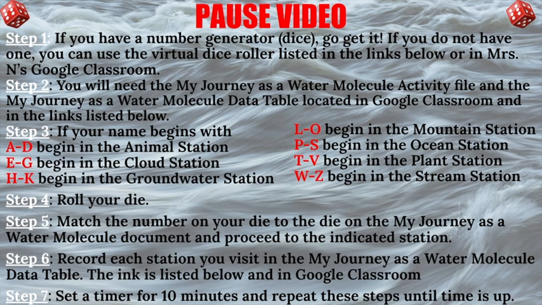The next thing you will do is roll your dice. Then you will match the number on your die to the die on the My Journey as a Water Molecule document and proceed to the indicated station. Step 6. Record each station you visit in the My Journey as a Water Molecule data table. The link is listed below and in Google Classroom. Step 7. Set a timer for 10 minutes and repeat these steps until time is up.